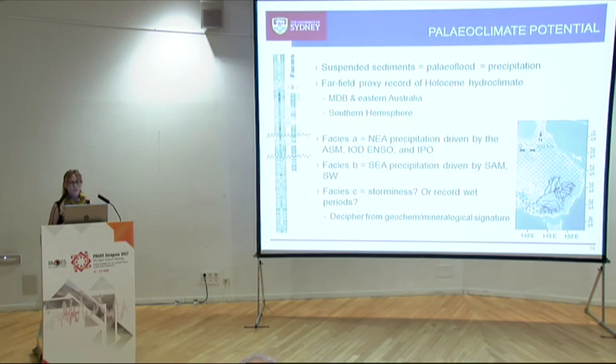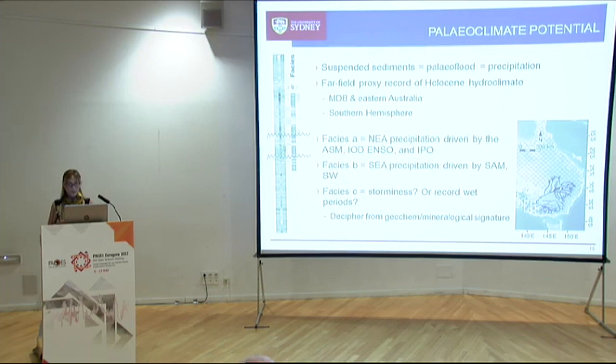When we look at facies C, these exceptionally high energy events, whether they represent storminess over, for example, the northeastern catchment in terms of cyclones, tropical cyclones, or perhaps record wet phases where we have both catchments precipitating at the same time, we're not sure at this stage. But we should be able to decipher this interaction between the climatic states because of the geochemical signature that's coming through.